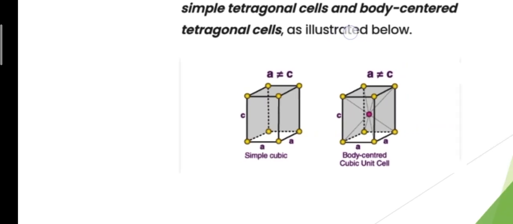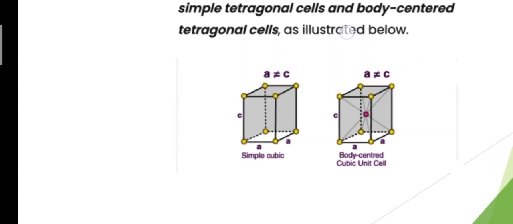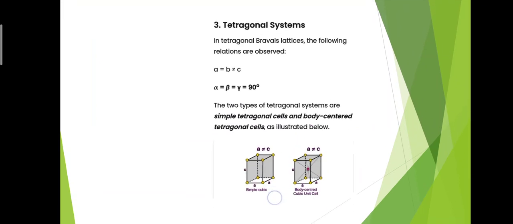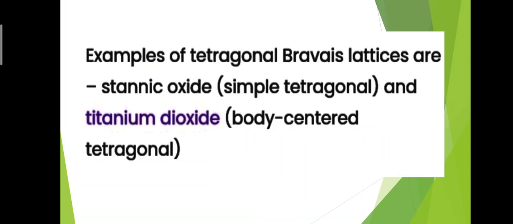Simple and body-centered. A is not equal to C. Examples of tetragonal Bravais lattices are stannic oxide, simple tetragonal, and titanium dioxide, body-centered tetragonal.